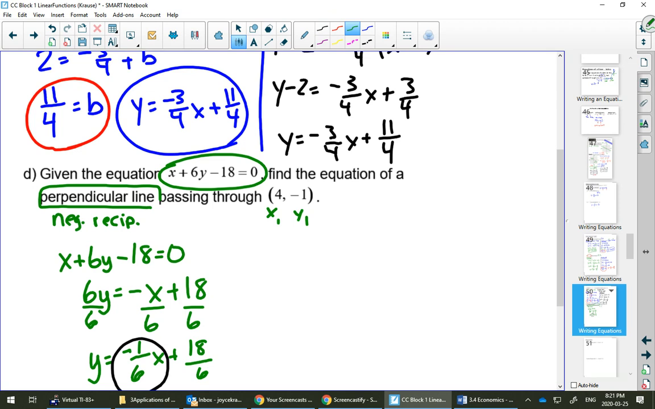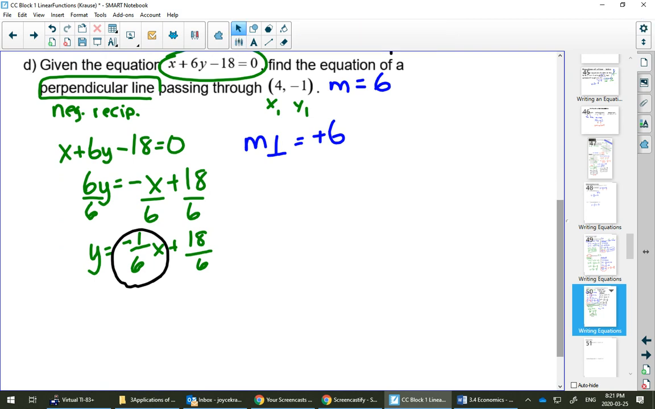Now, if we were looking for an equation that was parallel, we would use negative 1/6. But we want something that's perpendicular. And so the slope that's perpendicular to negative 1/6 is going to be a positive 6. And so that's what we're going to be using for the rest of this question.